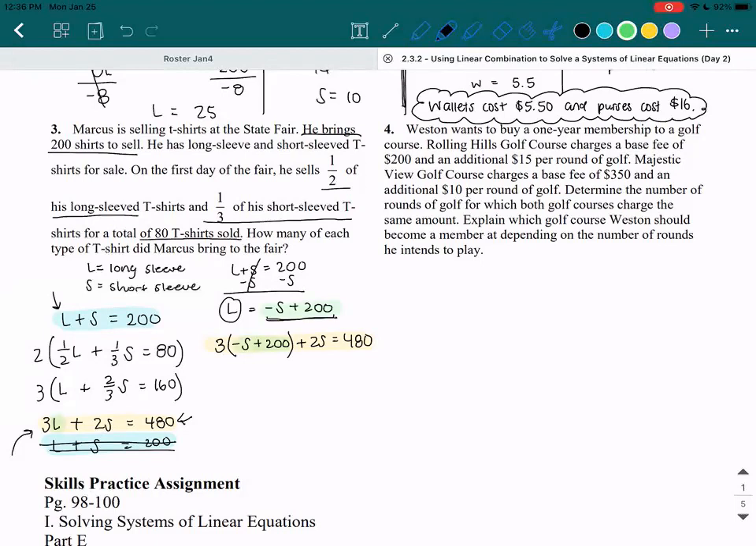Okay, and so now we can distribute and solve for S. So I'm going to distribute negative 3S. So that looks like a 5. Let me be a little bit better about that. And then 3 times 200. And then plus the rest of it. And then let's combine the negative 3S and the 2S. That gives us negative S. And then we can subtract 600.